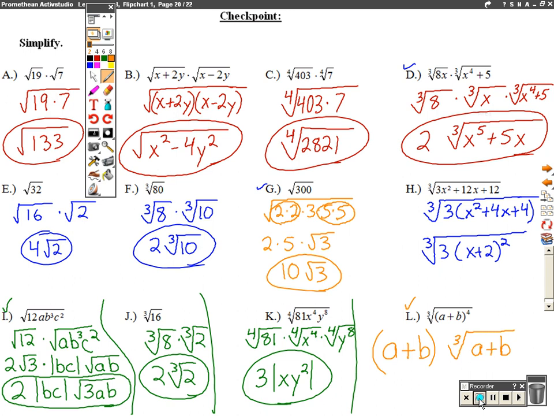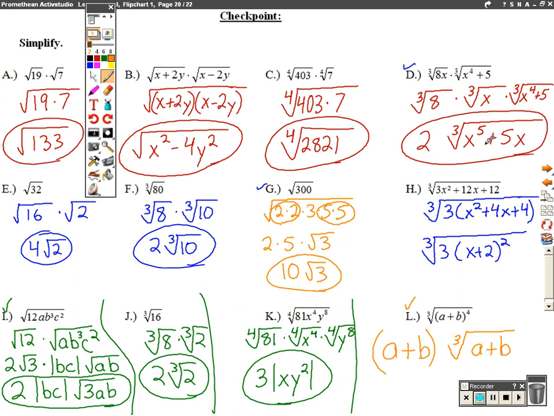First, if you look at letter D, if you break each factor up using the product rule of radicals, I'd have the cube root of 8 times the cube root of x times the cube root of x to the 4th plus 5. Now, 8 is a perfect cube, so the cube root of 8 I know is 2. These two radicands aren't perfect cubes, nor do they have perfect cubes that are factors. So I can just multiply those. I distributed and combined it to be a single radical.